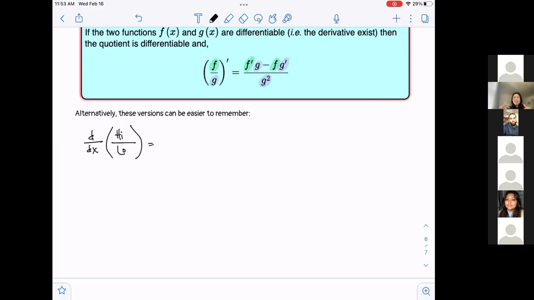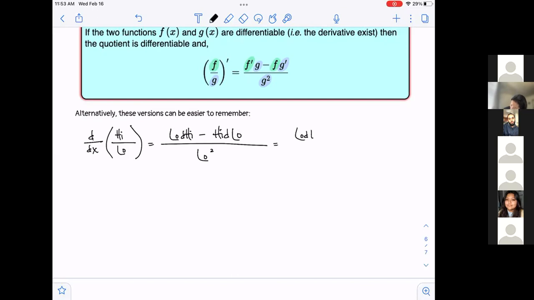So instead of using U and V or F and G, they were like the high is the one on the numerator and the low is the one in the denominator. And when they use the quotient rule, they ended up with something like this: low d high minus high d low over low squared.